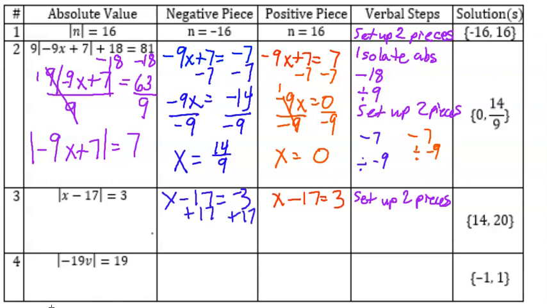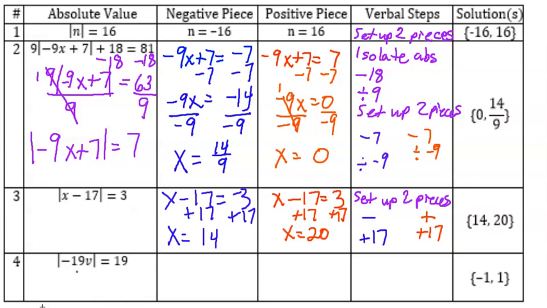Okay, let's solve for x for each individual piece. For the negative piece, let's add 17 to each side. So x equals 14. For the positive piece, we'll add 17 to each side. X equals 20. So for each side, we added 17 for the positive piece and the negative piece. So our solutions are 14 and 20. We don't have to check for extraneous solutions because for our isolated absolute value equation, there are no variables on the outside, only the inside.